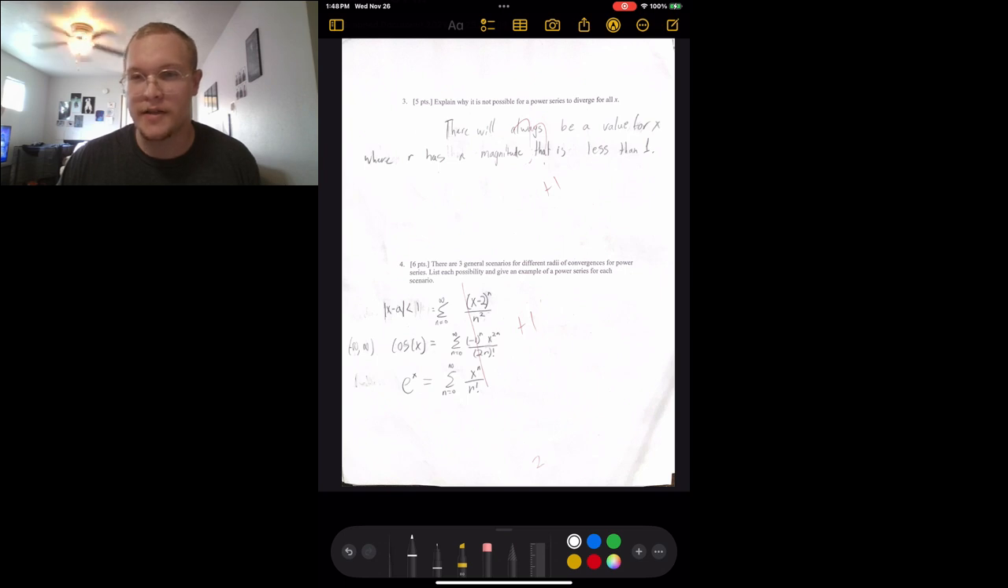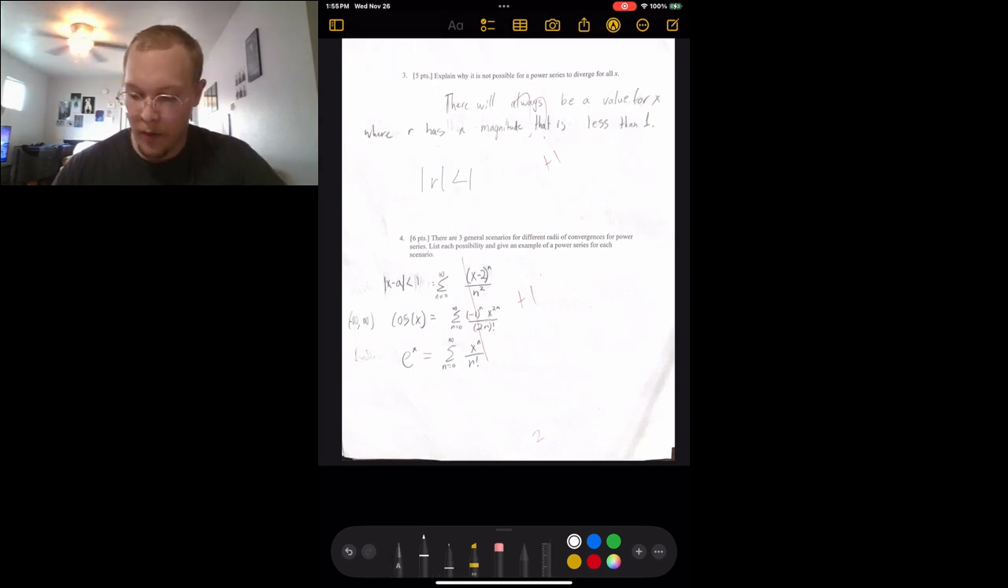I'm doing my test corrections for exam number 3, specifically questions number 3 and 4 on the white paper. I got number 3 wrong because I was confusing the power series with geoseries, and geoseries has a common ratio, and as long as the magnitude of that is less than 1, then the series will converge.